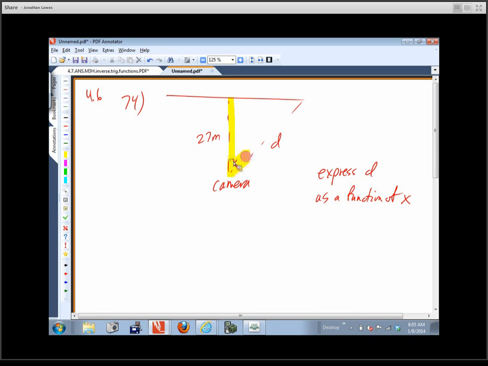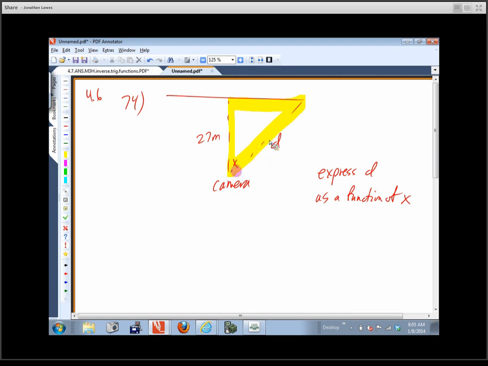So we've got this triangle, and we know what this angle is, and we want to figure out what d is. So we want to write d as a function of x. Normally we write y as a function of x, y equals. So in this case, we're going to write d as a function of x, so we want to have d equals, and then everything else on the other side.